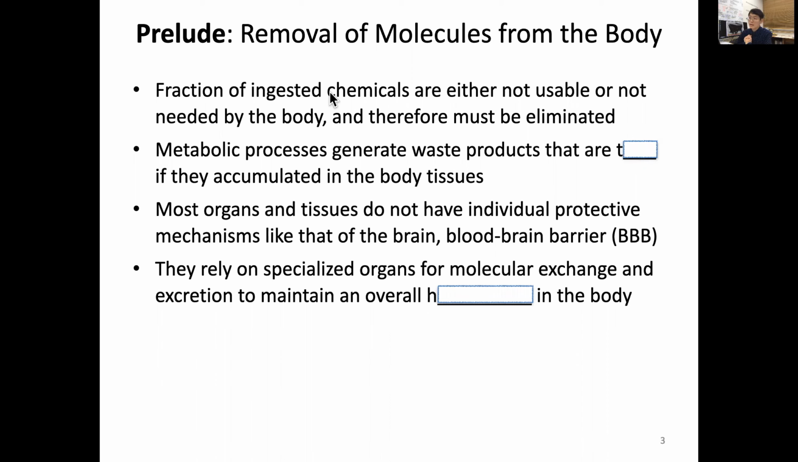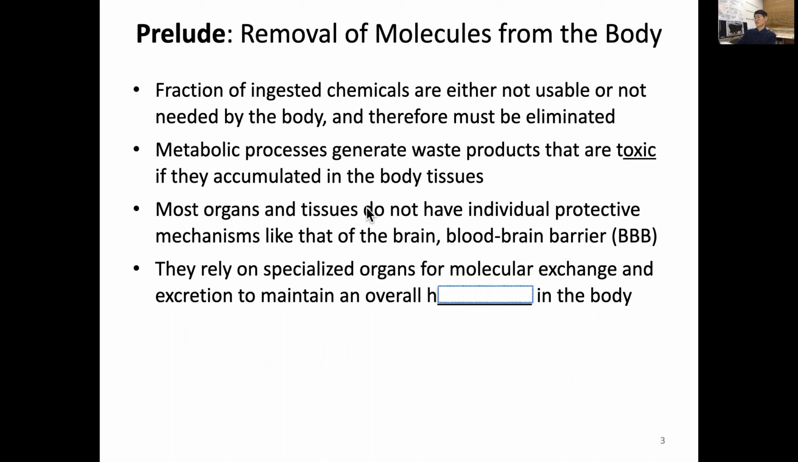So let's think about the removal of molecules from our body. A fraction of ingested chemicals are either not usable or not needed by the body, and they must be eliminated. For example, metabolic processes generate waste products that could be toxic if they accumulate in the body tissues. One example is urea. Urea is a waste after we process protein, and it accumulates in the blood plasma. If it's high, that can be bad for us.